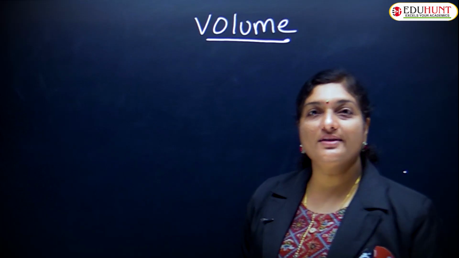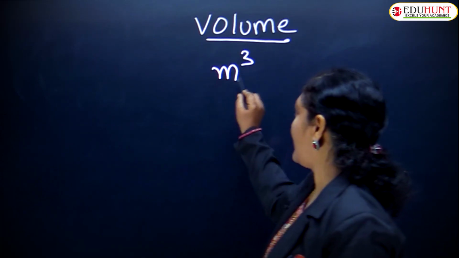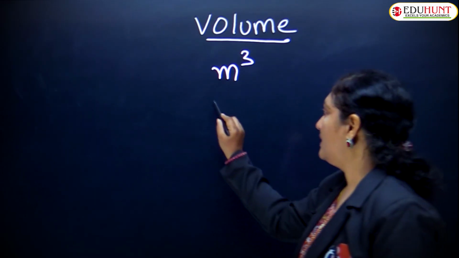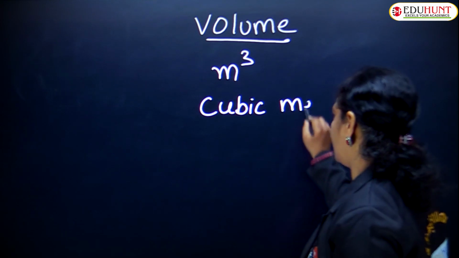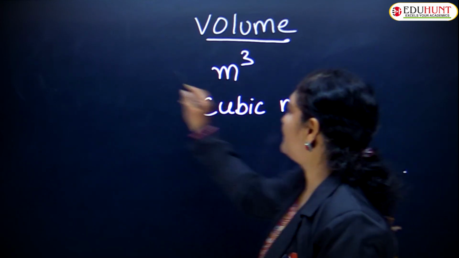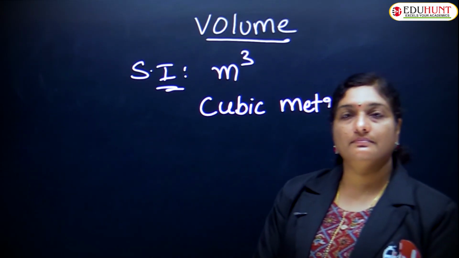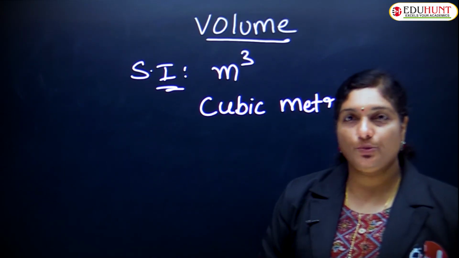And the SI unit of volume is cubic meters, written as m cube. M stands for meter, cube, read as cubic meter. This is the SI unit. So how are we measuring? What do you mean by meter cube or cubic meter?